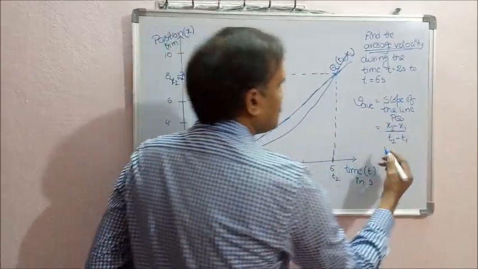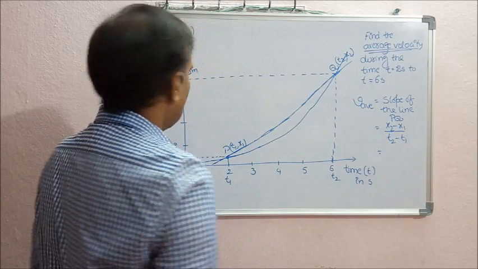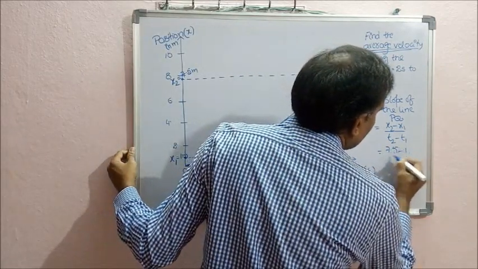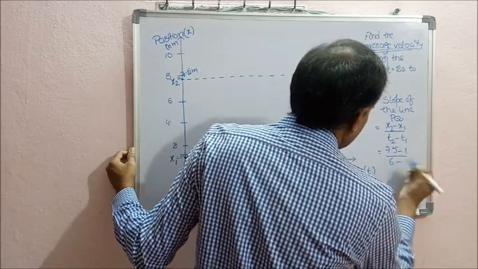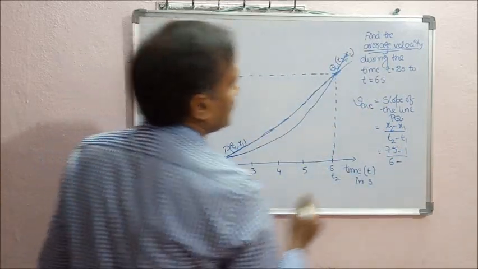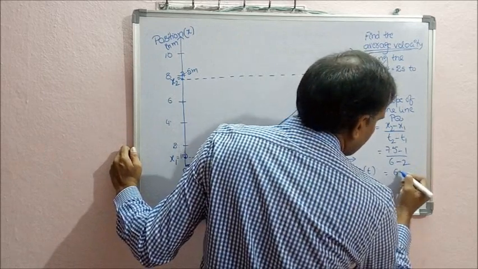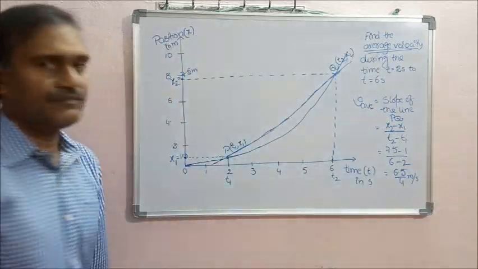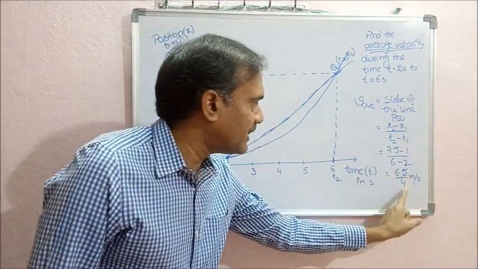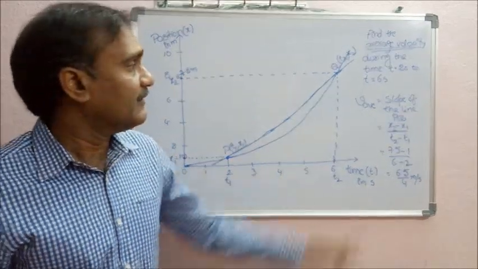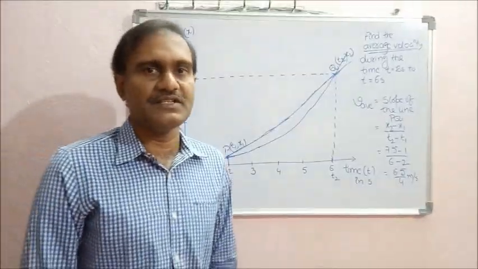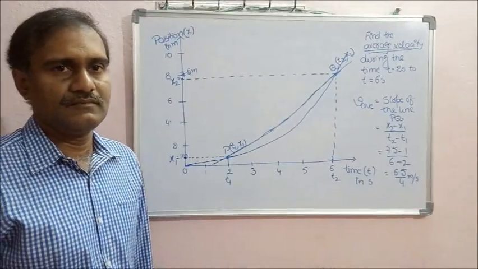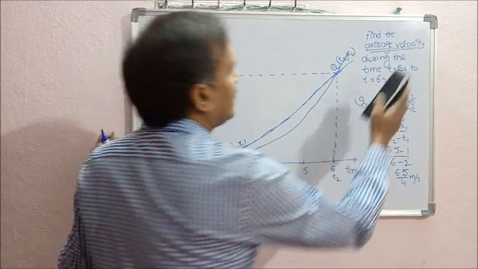Now you can substitute the values in this. How much? x2 is 7.5, x1 is 1, t2 is 6, t1 is 2 seconds. 6.5 divided by 4 meters per second. That is average velocity or average speed. Okay, next.